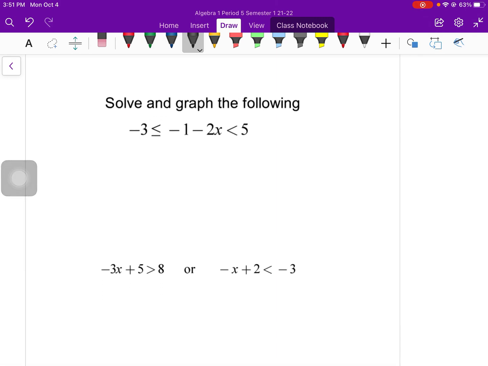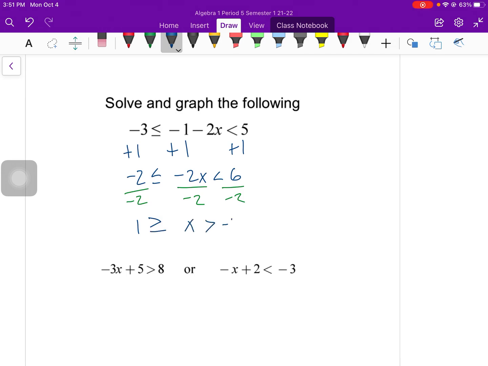All right, so now let's add these things all together. We have an AND inequality. I'm going to add 1 to all three sides. That gives me -2 ≤ -2x < 6. Divide everything by -2. When I divide by a negative, I'm going to flip the signs around. I don't like having them written greatest to smallest, so I personally am going to choose to write -3 < x ≤ 1.